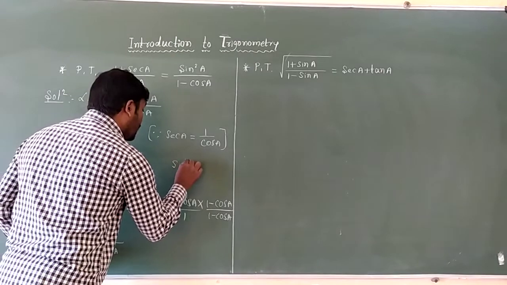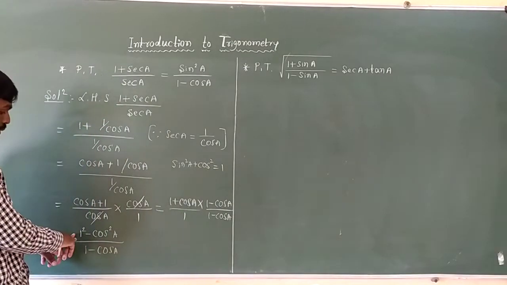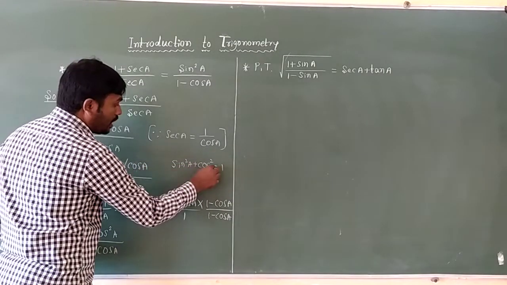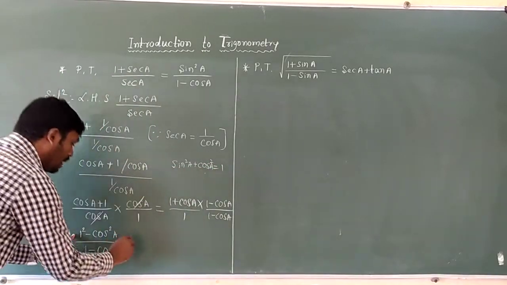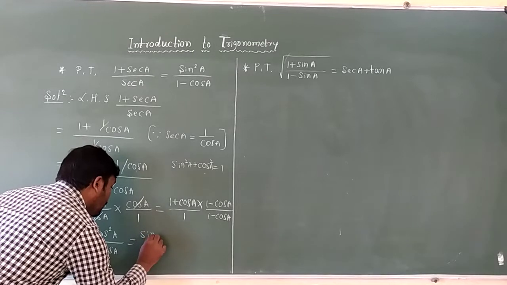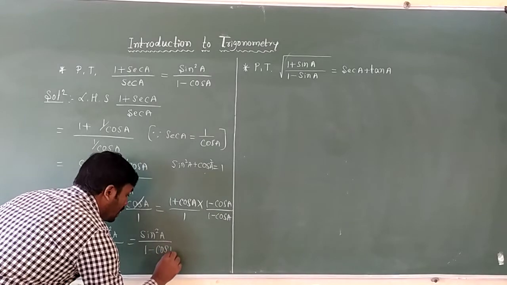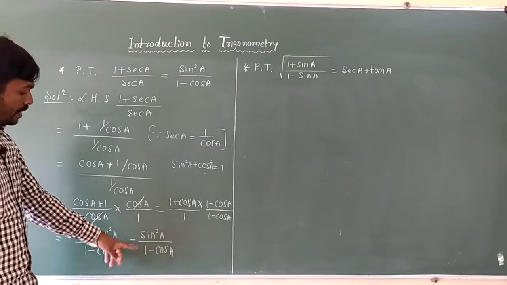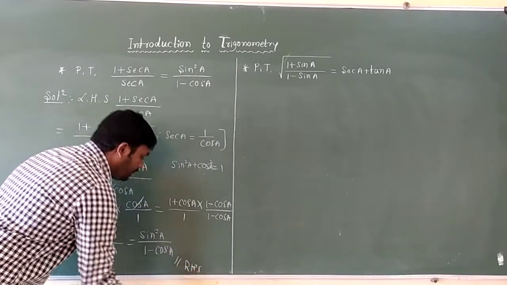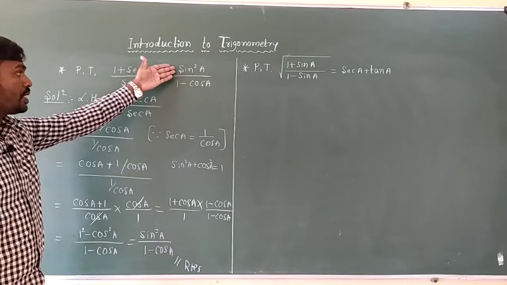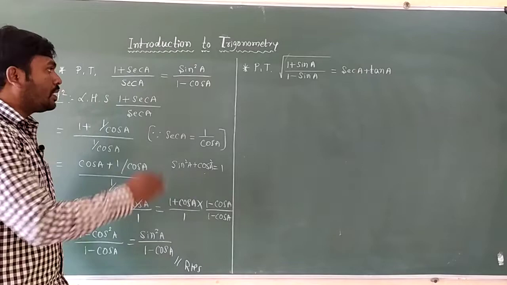Sin square a plus cos square a is equal to 1. So if we take cos square a to the other side, 1 minus cos square a is equal to sin square a. So this is equal to sin square a divided by 1 minus cos a. Hence the proof. This is the RHS. This is what we needed to prove, sin square a divided by 1 minus cos a. Hence proved. Okay, let us solve the next problem here.